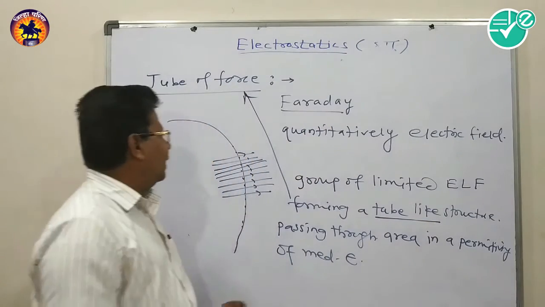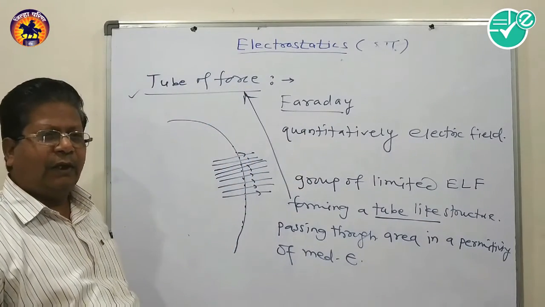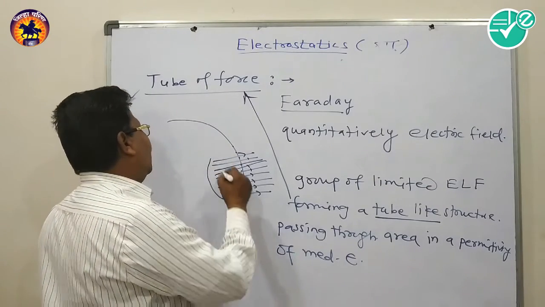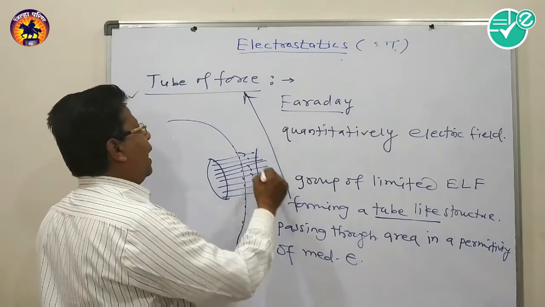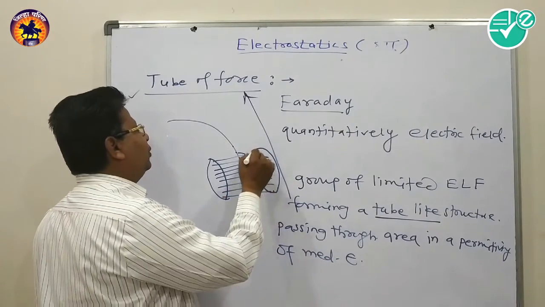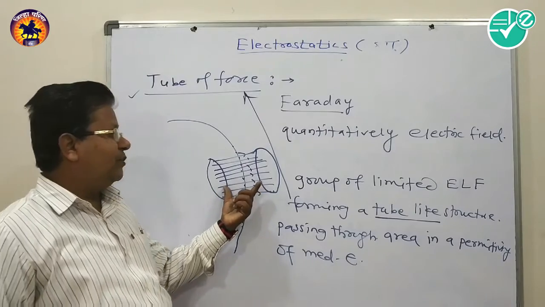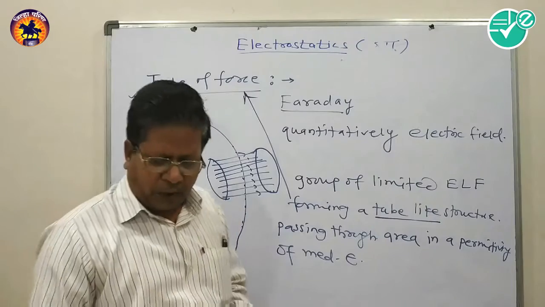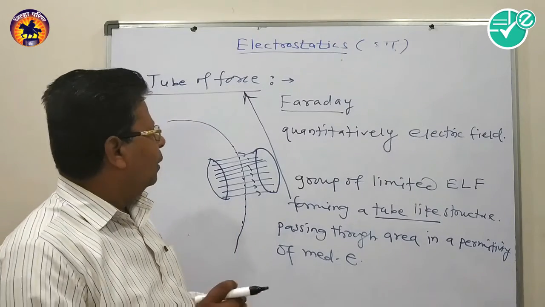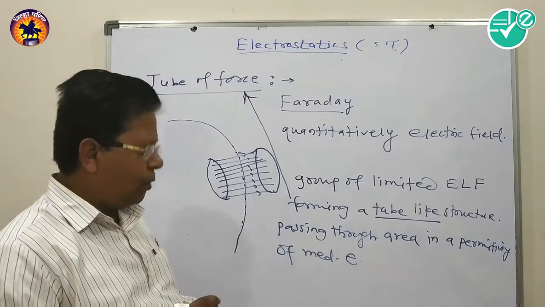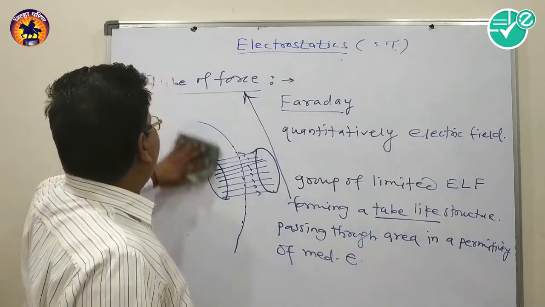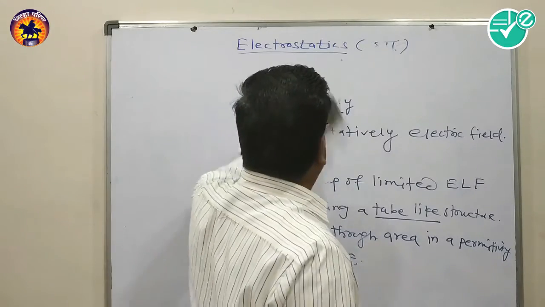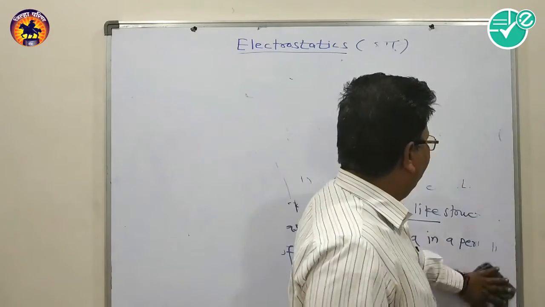So, a group of limited electric lines of force forming a tube-like structure. That means with a large number of electric lines of force, we cannot distinguish one line from another. If these lines, which are limited in number, are enclosed in a tube, then this tube-like structure is called a tube of force. This is an imaginary tube. And according to the concept of tube of force, Faraday explained how many tubes of force can originate from a given charge.